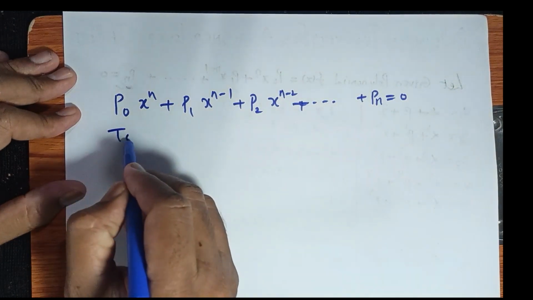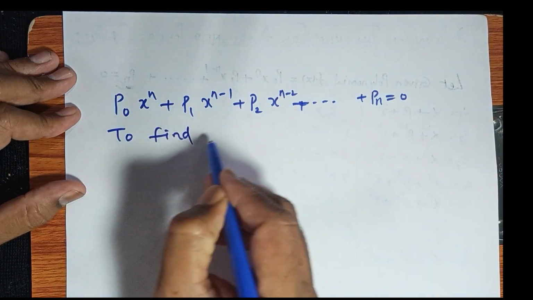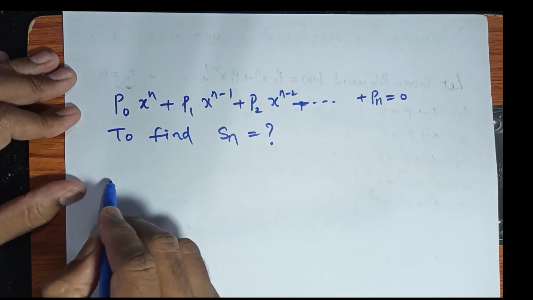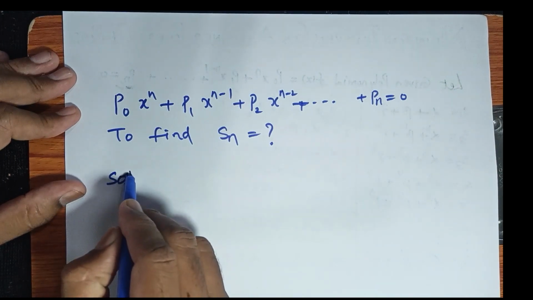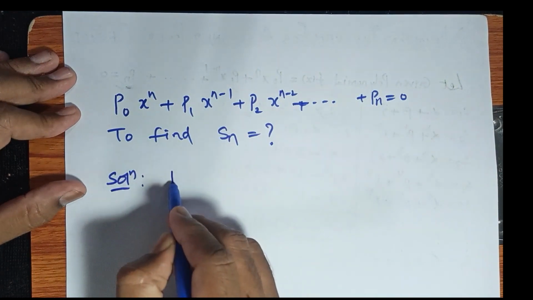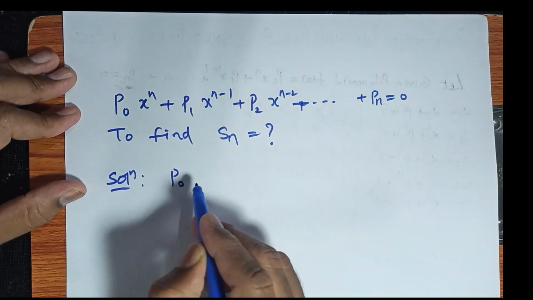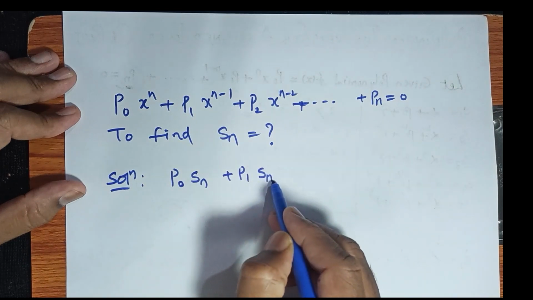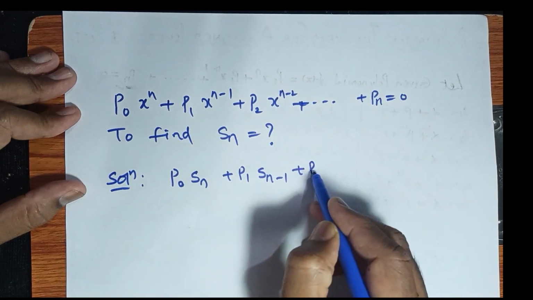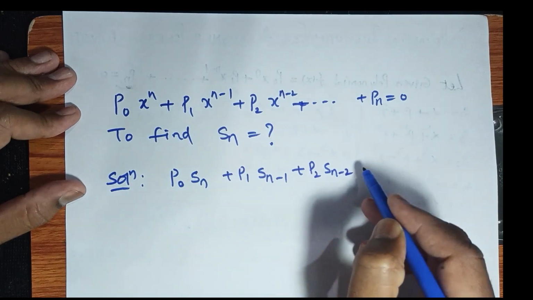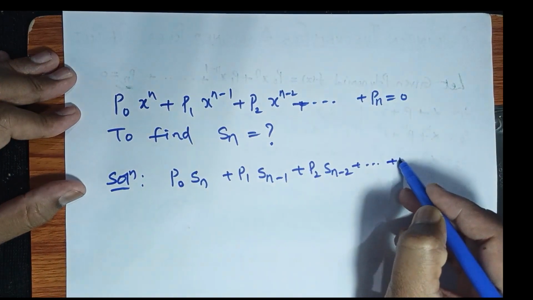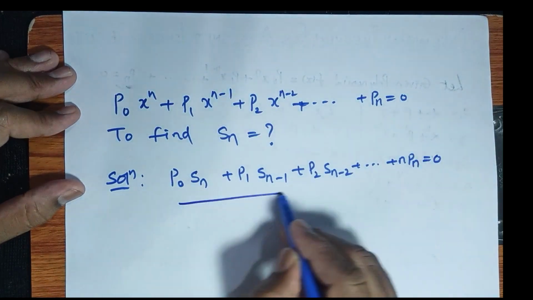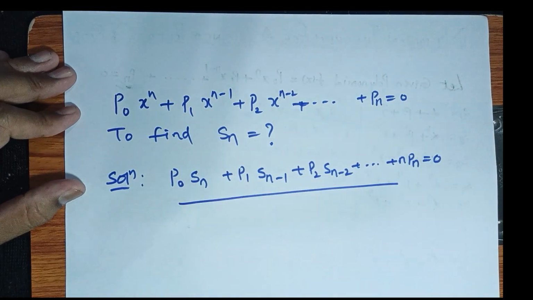To find Sn, we are using the formula: P0 Sn + P1 Sn-1 + P2 Sn-2 and so on, up to the last part, n into Pn, is equal to 0. So we have to memorize this one. We are using this one.